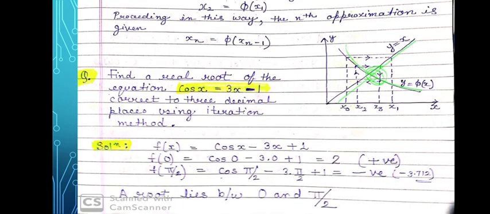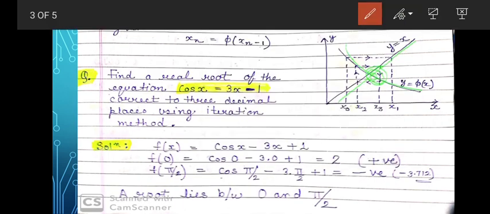This is the question. Here you have to find a real root of the equation cos x equal to 3x minus 1. As there is the trigonometric function cos x in this equation, it is a transcendental equation. Earlier I explained that this type of equation is transcendental, and we have to take the answer correct up to 3 decimal places using the iteration method.